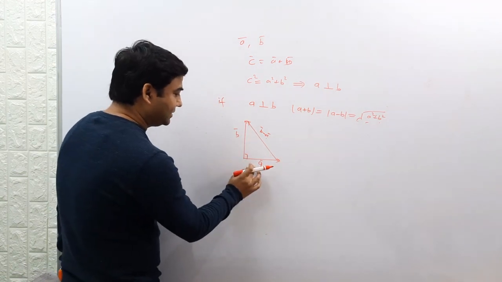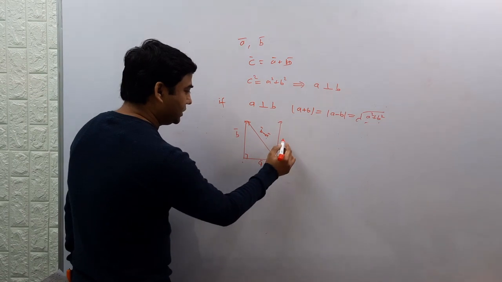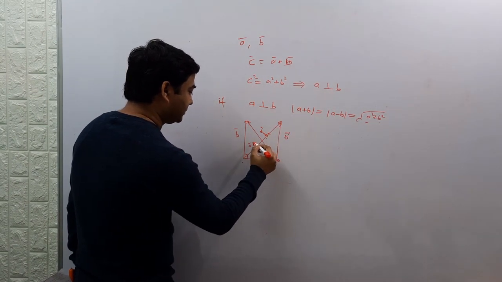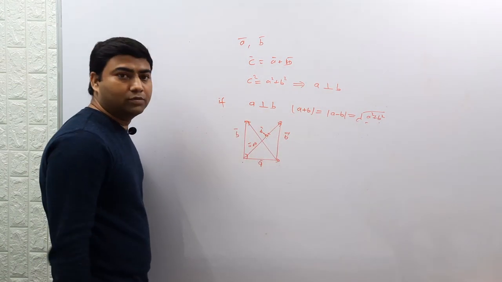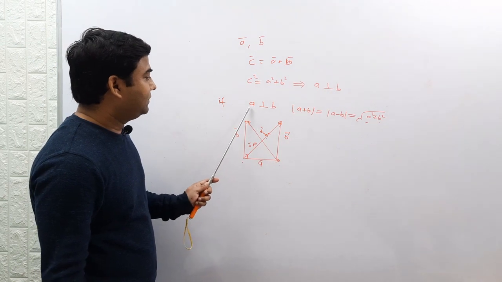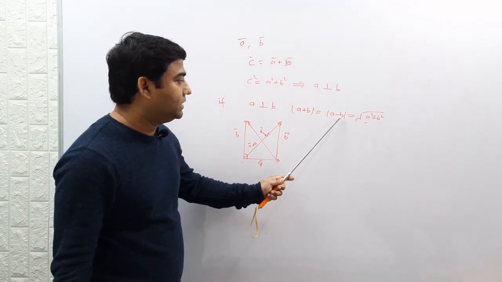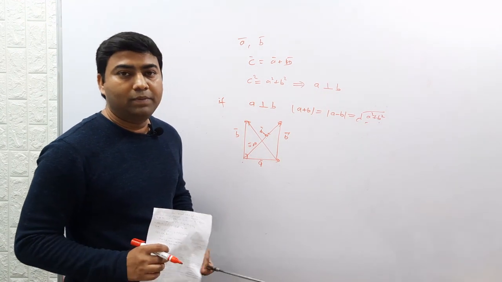Similarly, if we add A plus B, take A and join vector B sequentially, this is A plus B. This A plus B is also under root A square plus B square. So you can say if A and B are perpendicular, then A plus B vector and A minus B vector both will have the same magnitude, under root A square plus B square.